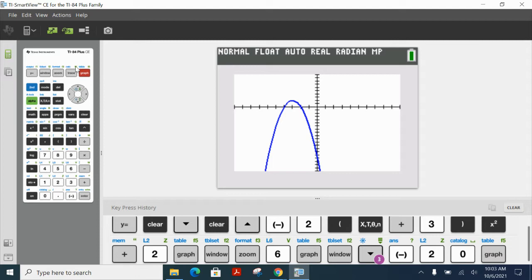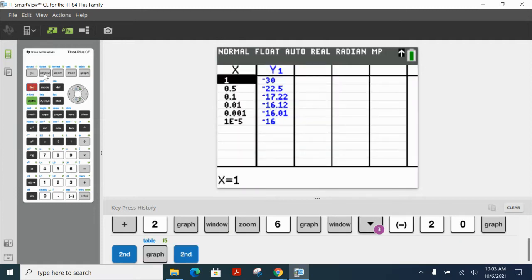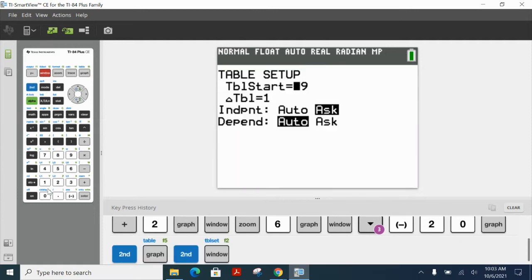So upper right-hand corner, very upper right-hand corner in blue, it's table. It's blue. That means we want to hit the blue key here. Hit second, table. Oh, let me change mine because yours will not look like that.